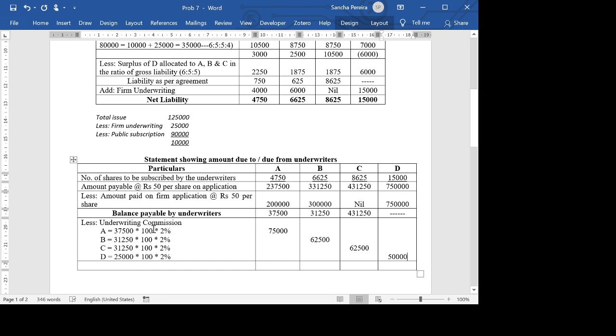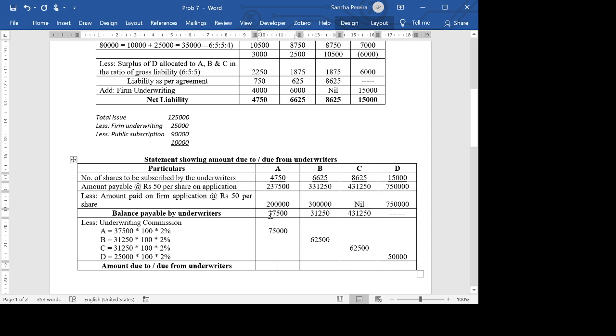Okay, that means these are the commission that the company has to pay the underwriters. These are the amounts that the underwriters have to pay the company. This is the amount that the company has to pay the underwriters on account of commission. So finally, we see amount due to / due from underwriters. Now we have to see who has to pay who.